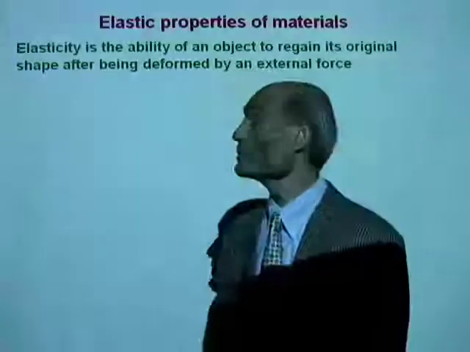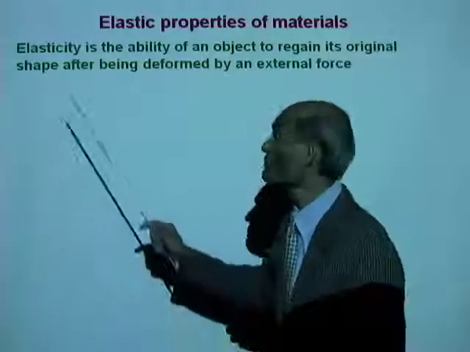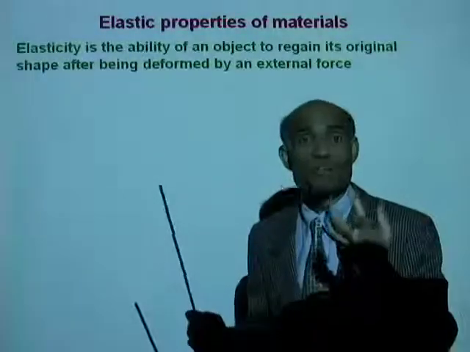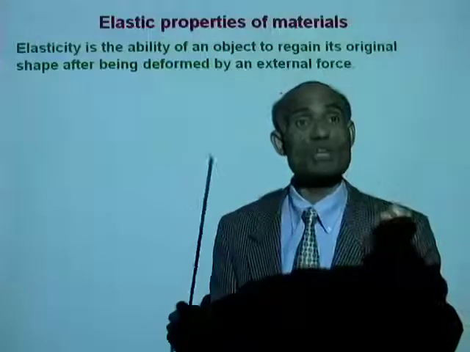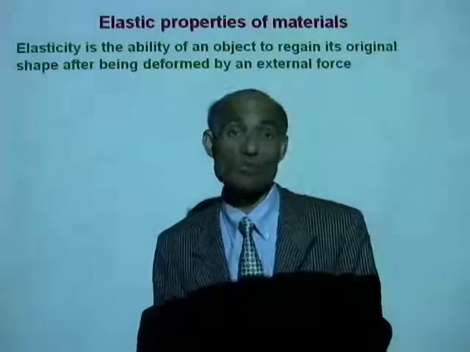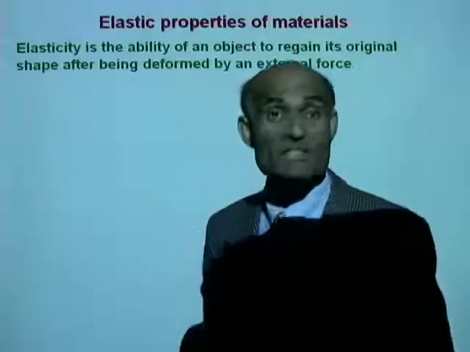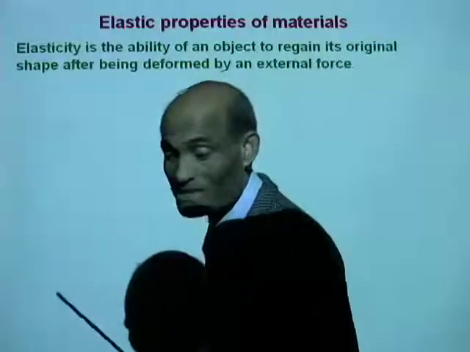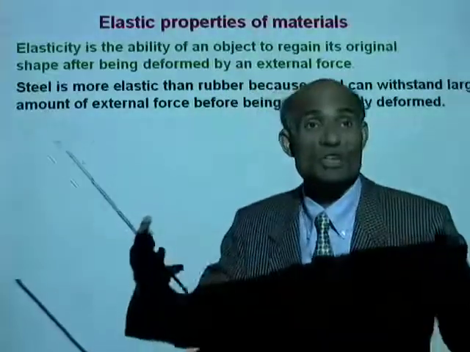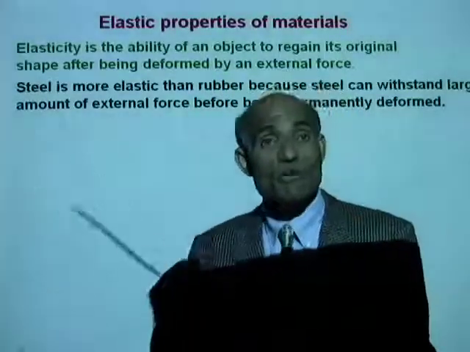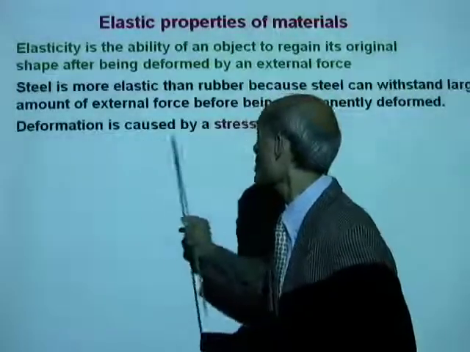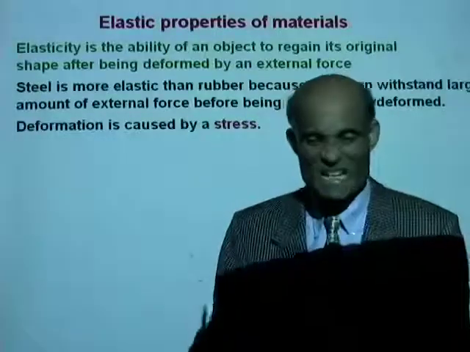Therefore, we will define elasticity like this. Elasticity is the ability of an object to regain its original shape after being deformed by an external force. Alright, steel is much more elastic than rubber because steel can withstand large amount of deforming forces but still keep its shape. Deformation is caused by a stress.